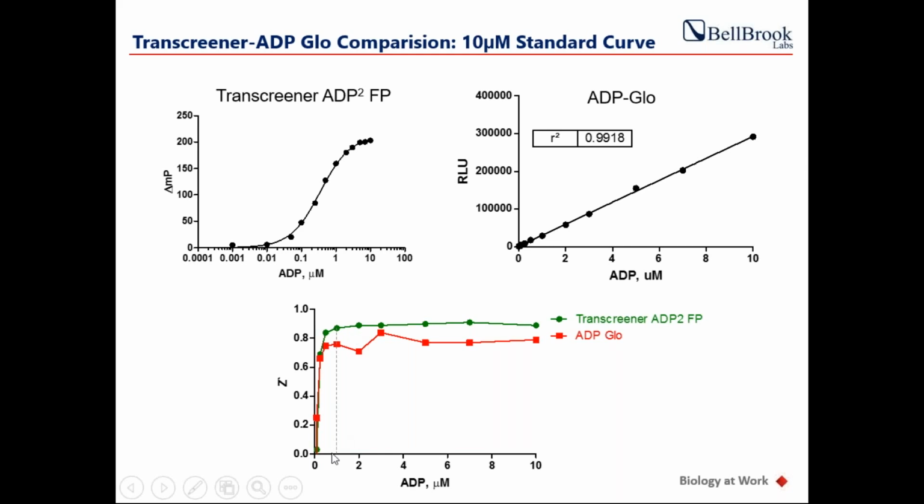And you can see that for both assays, these standard curves were done with an N of 16, so we're able to generate Z prime values. And you can see that for both assays, by the time we get to 10% conversion, that is 1 micromolar ADP, you've reached about your maximum Z prime, so that's good. The Z prime that we observe with Transcreener is a little bit higher, but you're up above 0.7 here, so these are very good Z prime values for both assays.